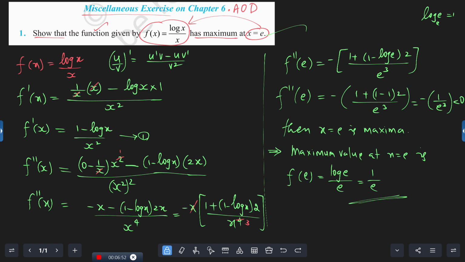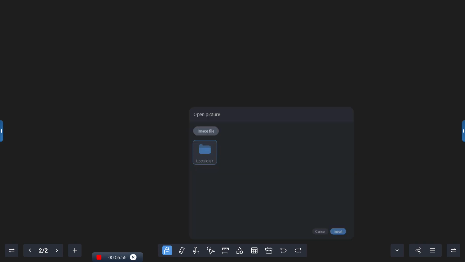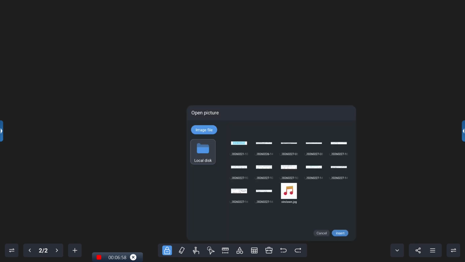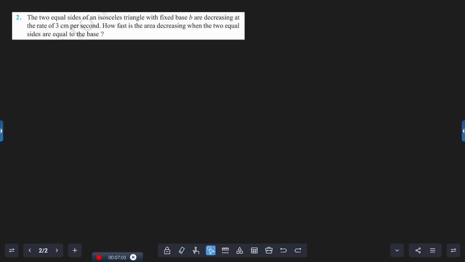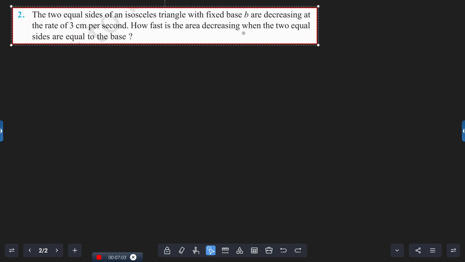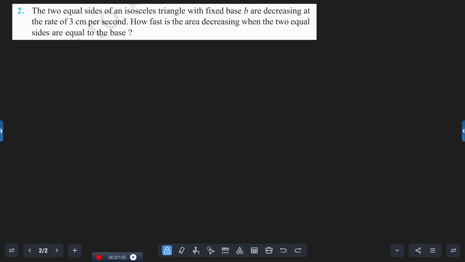For the next question, number 2. Listen. This is also one of the important questions, a 2 mark or 3 mark question they will be asking. The two equal sides of an isosceles triangle. Listen carefully. An isosceles triangle has two equal sides, right?